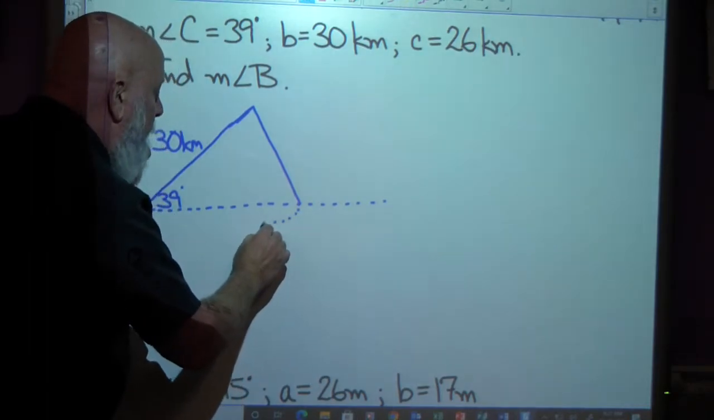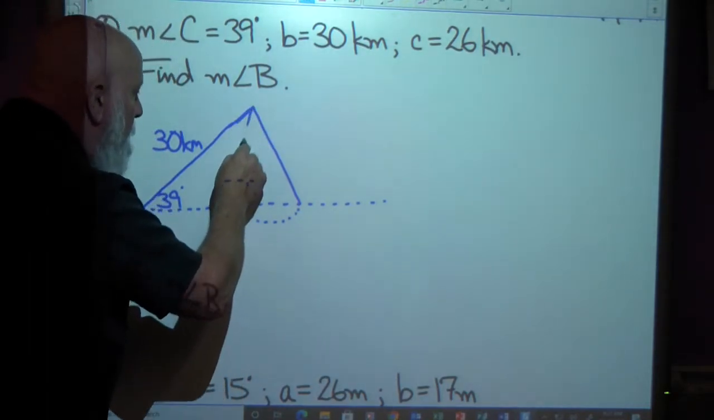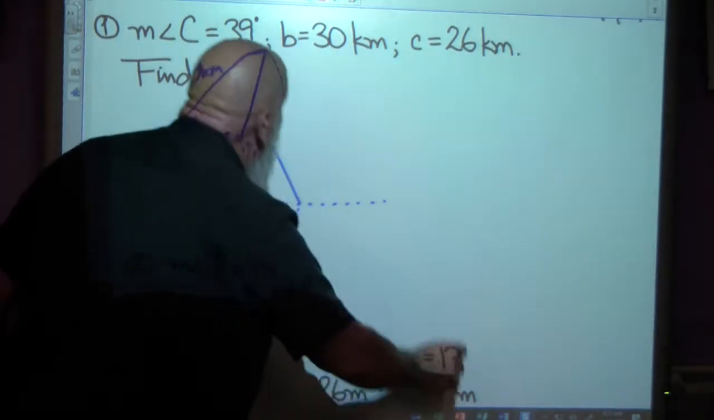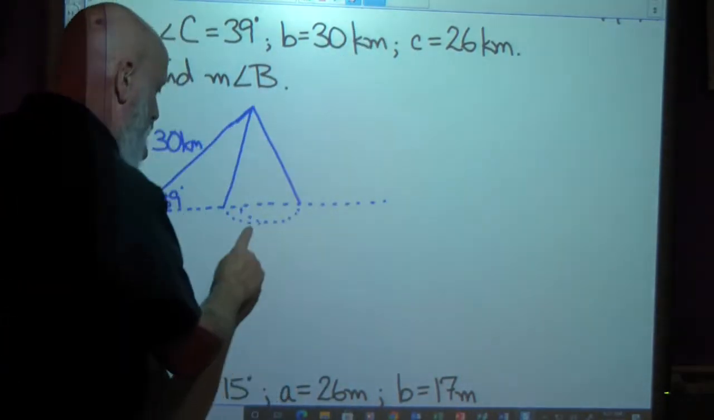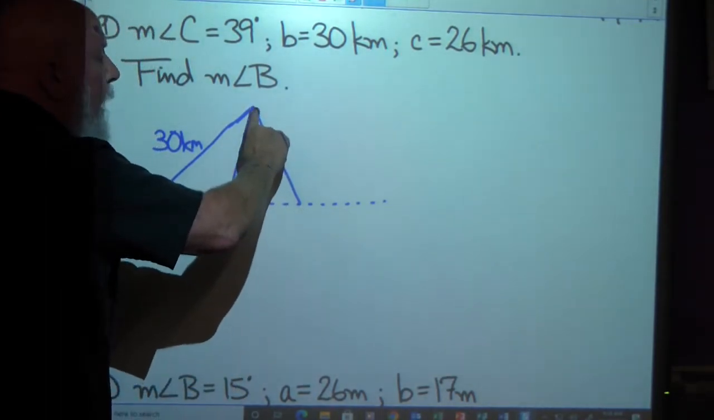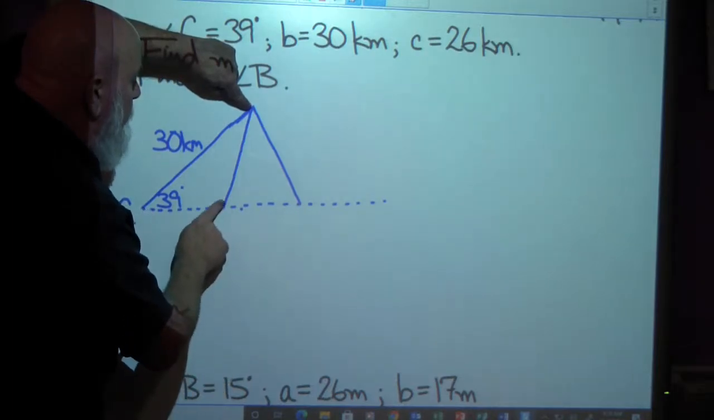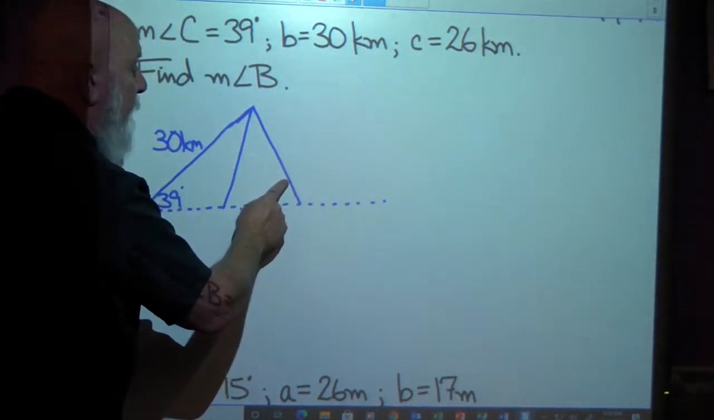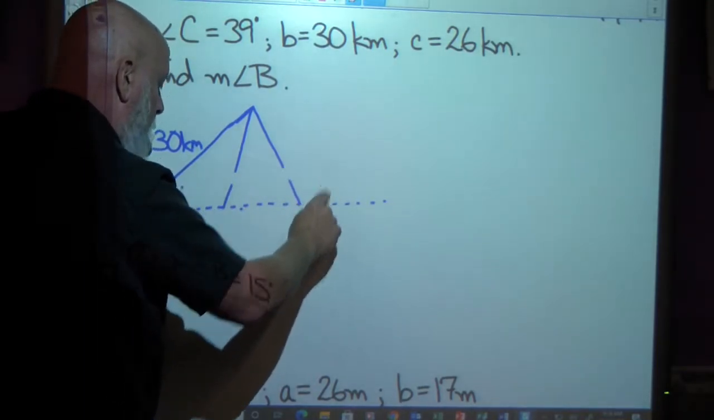So it could be drawn like this, or it could be drawn like this. Think of it as a pendulum. That's a really horrible pendulum drawing. Think of it swinging like this. Could be two.